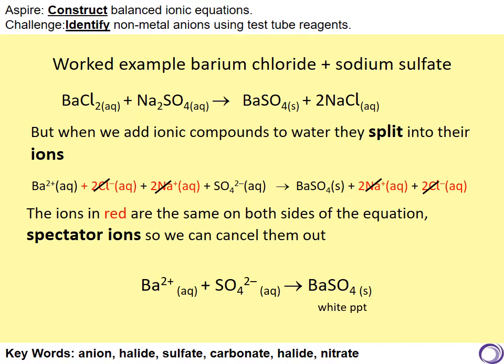This is the ionic equation for the reaction, and you can see here why the state symbols are important. So you can see that the barium ions and the sulfate ions are in solution on the left hand side, but they have then formed an ionic solid compound on the right hand side, and that presents itself as a white precipitate.